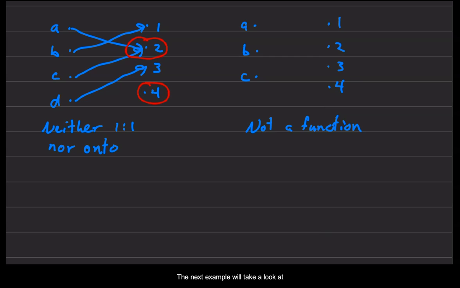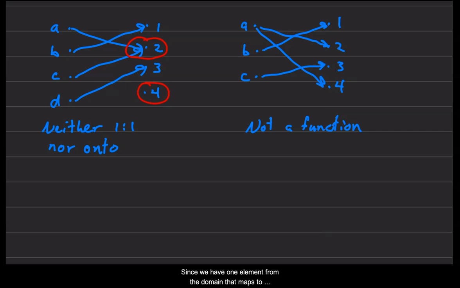The next example we'll take a look at is not a function at all. We have domain set {A, B, C}, codomain {1, 2, 3, 4}, and A maps to 2 as well as A mapping to 4. B maps to 1, and C maps to 3. Since we have one element from the domain that maps to 2 elements in the codomain, that makes it not a function.